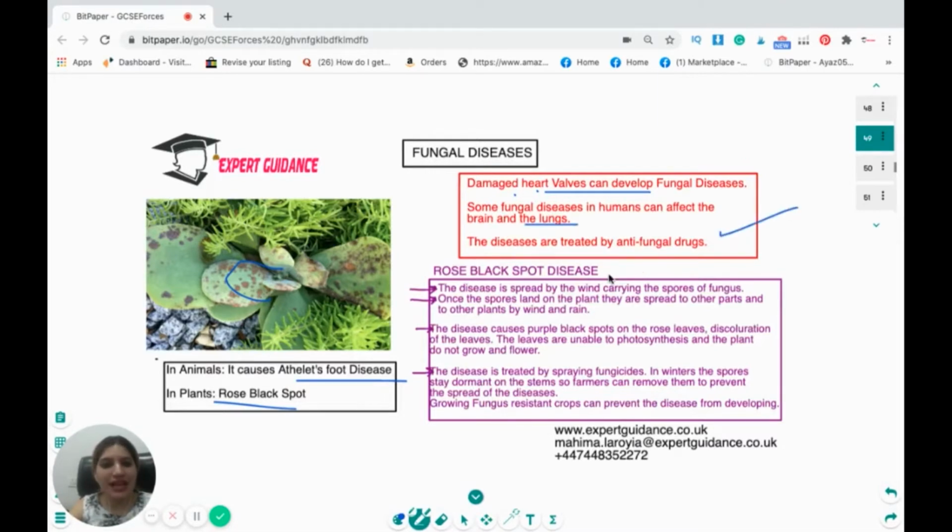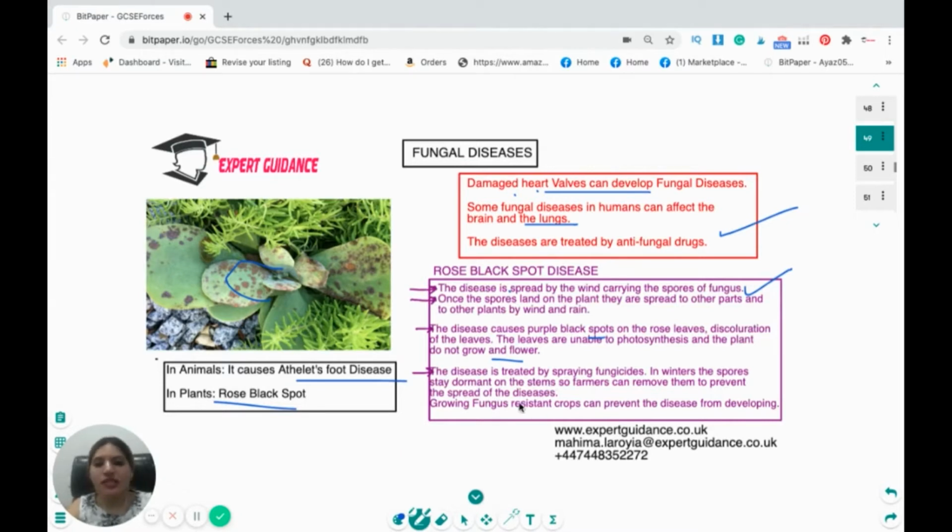Now, what is rose black spot disease? This disease is spread by wind carrying the spores of the fungus. Once the spores land on the plant, they're spread to other parts by wind and rain. This disease causes purple-black spots on the rose leaves and discoloration of the leaves. The leaves are unable to photosynthesize and the plants do not grow and flower. The disease is treated by spraying with fungicides.